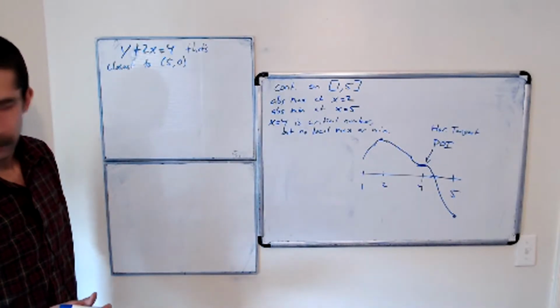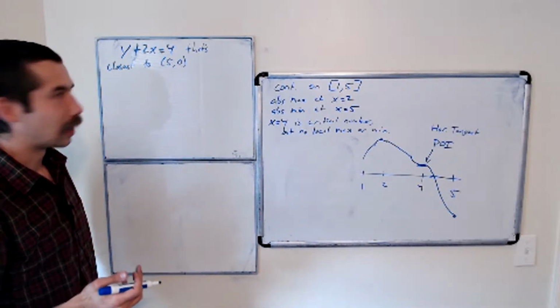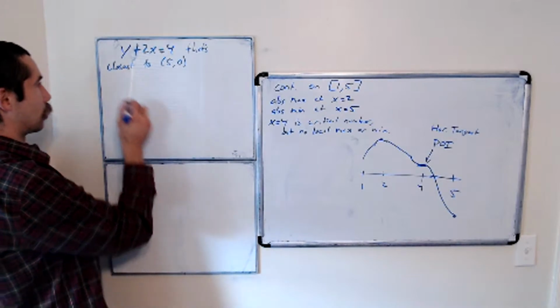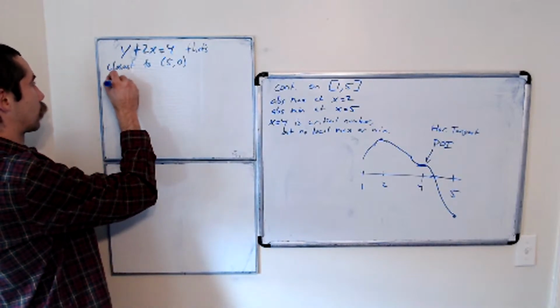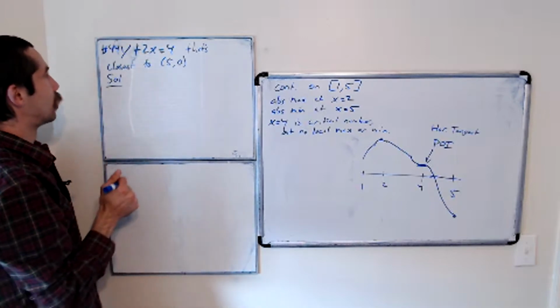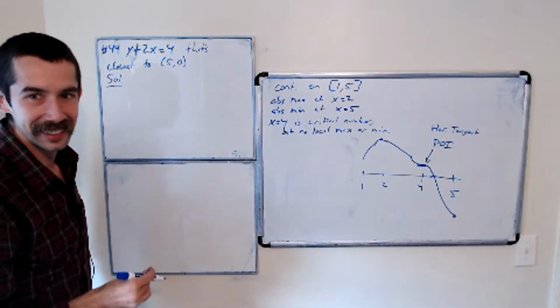Okay, so we want to find the point on this curve. This is actually a line, but we call it a curve. That's closest to (5, 0). So what do we do? And this is the last question on the review, actually. A 44 question review. A little bit long.